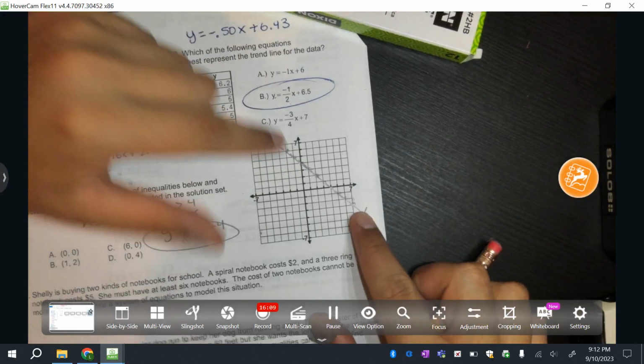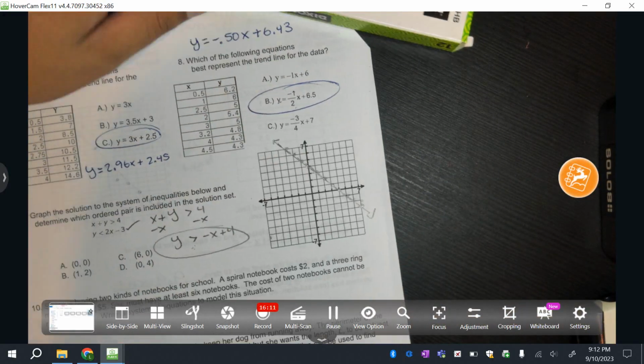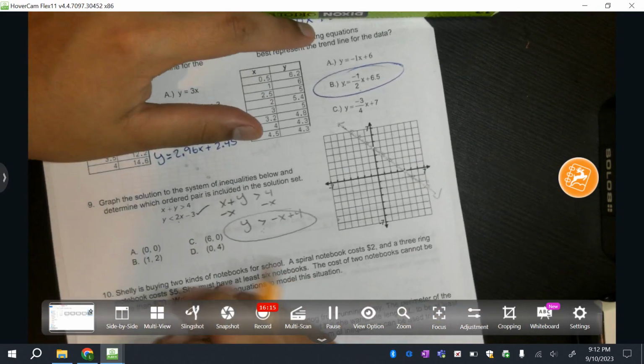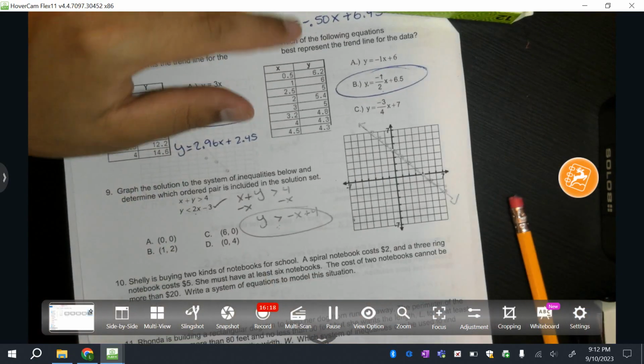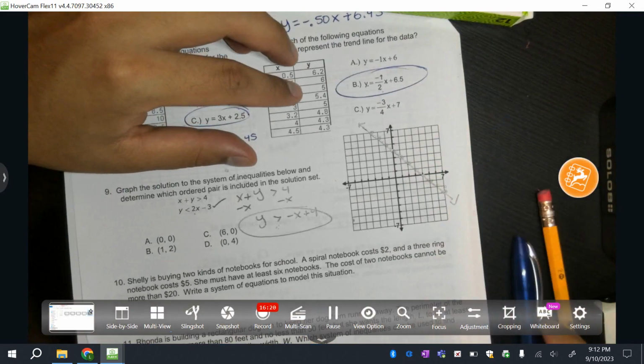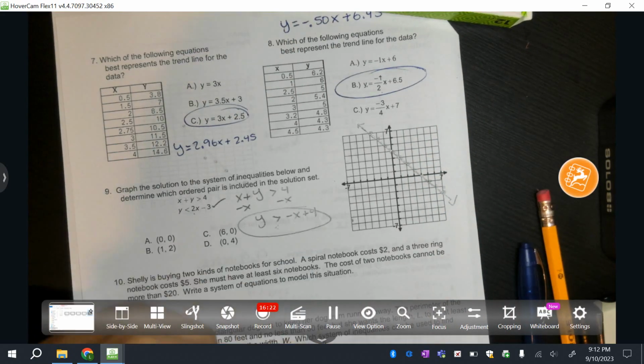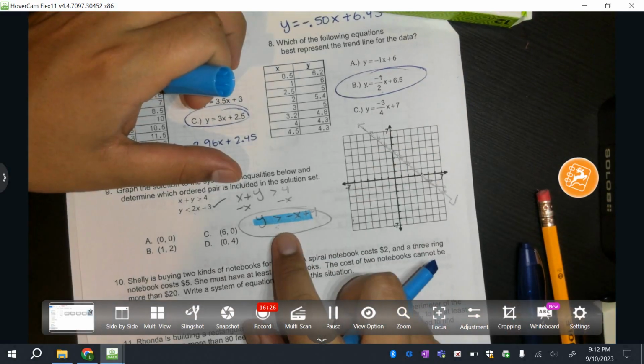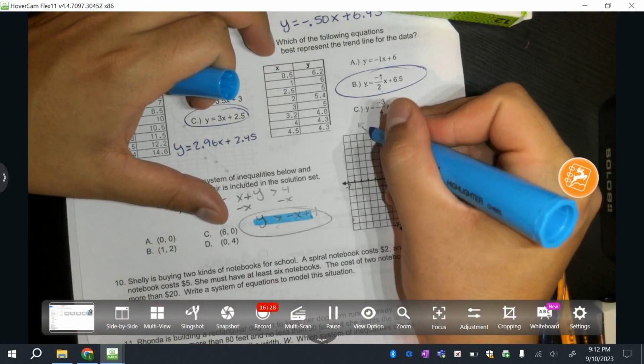Alright, so again, this one's a dotted line. So they're both actually going to be dotted. So then we have 2x minus 3. Before we graph that one, let's shade this one. Sorry, let's shade this one blue. Since the sign is greater than, I'm going to shade everything above it.